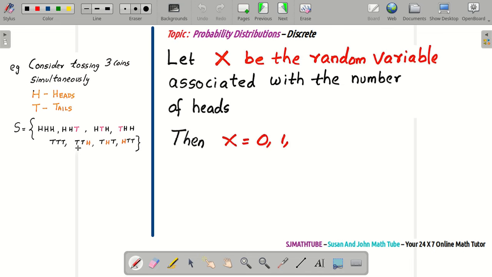Maybe x is equal to 1. You can check out 1, 2, 3. See, 1 head. Maybe x can be 2 or 3. So this is our capital X, as I told you before, the random variable, and these are the possible values of capital X.